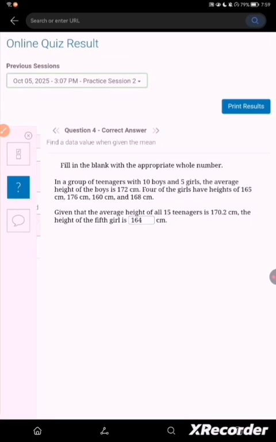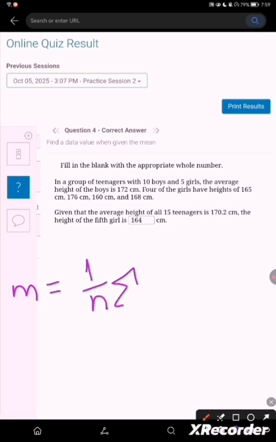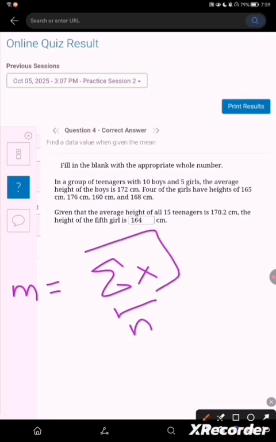Now, the first thing you can start with is write the full equation and substitute what you know into it. So you know that mean is equal to 1 over n summation of x. Another way you can put it, a better way, is just summation of x over n. Summation of x would be the total heights added together.